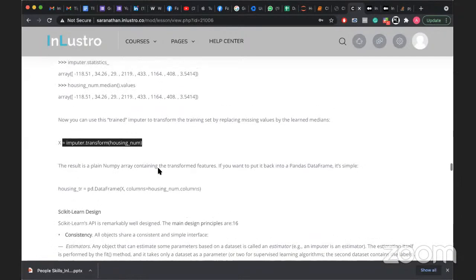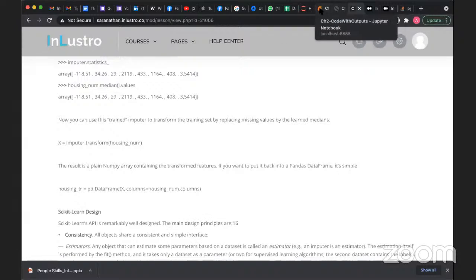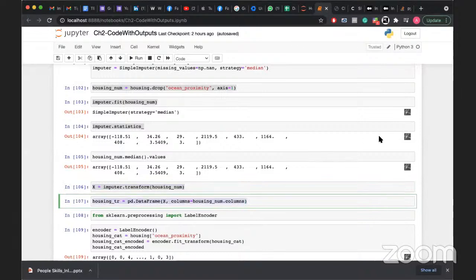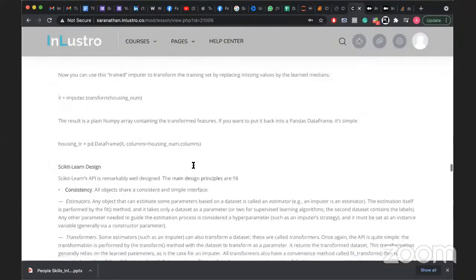So we're going to get a plain NumPy array containing the transformed features. If you want to put it back into a Pandas data frame, all you have to do is convert it back into a Pandas data frame: housing_tr equal to pd.DataFrame of X, columns equal to housing_num.columns. So now you have the Pandas data frame with the data remedied.